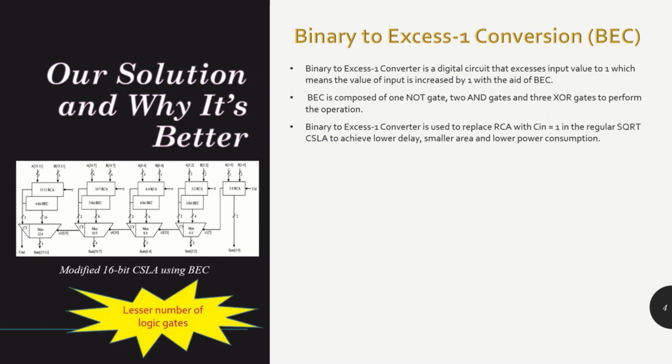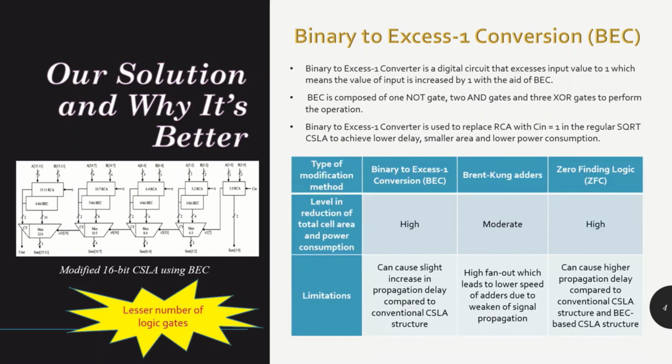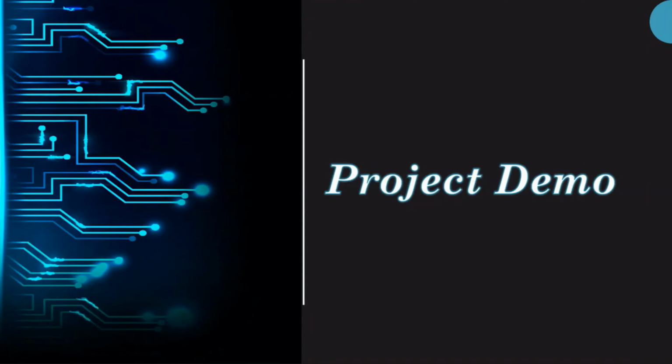The binary to excess-1 conversion method is chosen as the best approach to fulfill the design requirements of this project. However, there's a limitation of this BEC method, which is it may cause a slight increase in the propagation delay in the modified square root CSLA structure. As for the other methods such as using Brent-Kung adders and zero finding logic, the reduction of power and area are not that significant as compared to BEC approach.